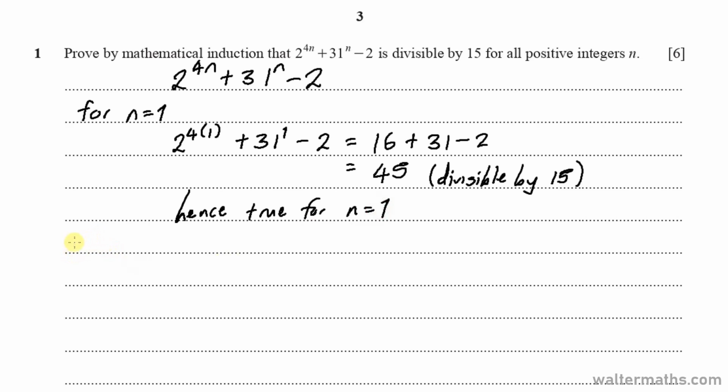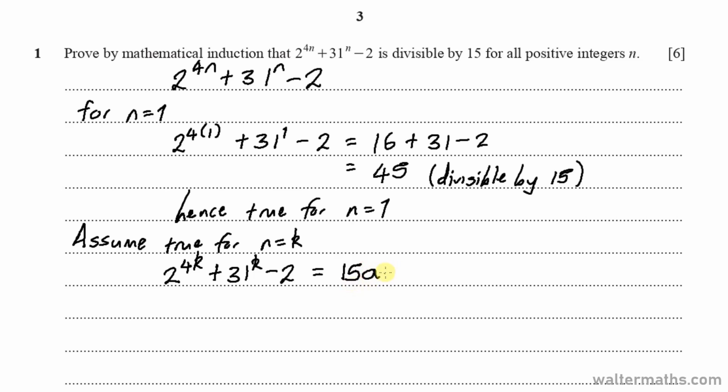So now we're going to make the assumption. So assume true for n is equal to k, which means that the formula 2 to the power of 4k plus 31 to the power of k minus 2 should be divisible by 15. In other words, it's a multiple of 15. So we can just say it's equal to 15a, or you can use any other letter, but 15a means a multiple of 15. So here, that's the assumption that we're going to make. So now we can prove for n is equal to k plus 1.